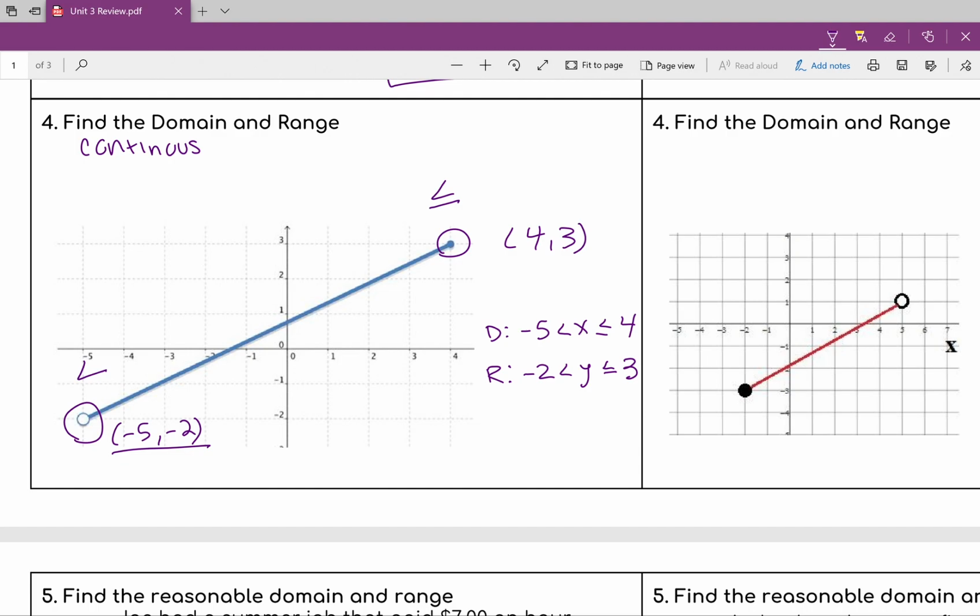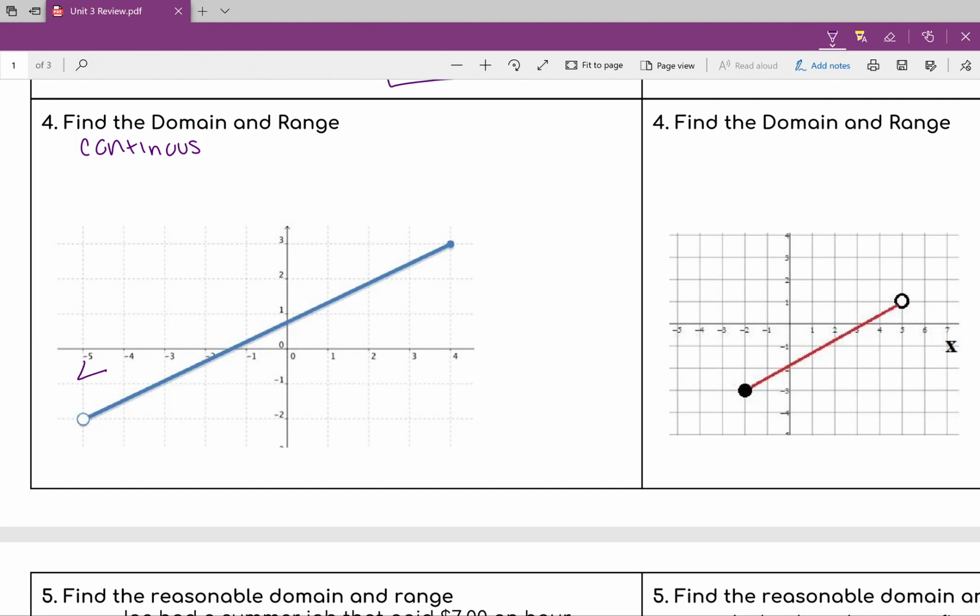Okay. Another way to find the domain and range, I'm going to go ahead and erase this. You're going to notice that we're going to get the same exact answers. And I'm showing you this because some of your teachers probably showed you how to do this differently. So this is one way. Another way is by putting in those boundaries.